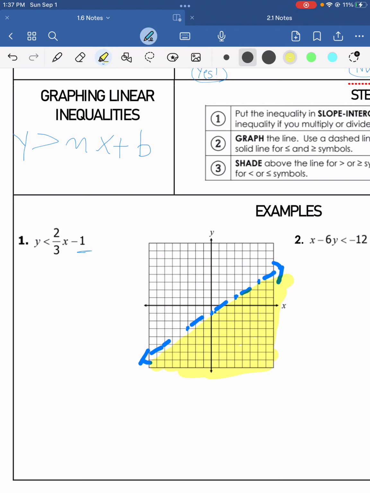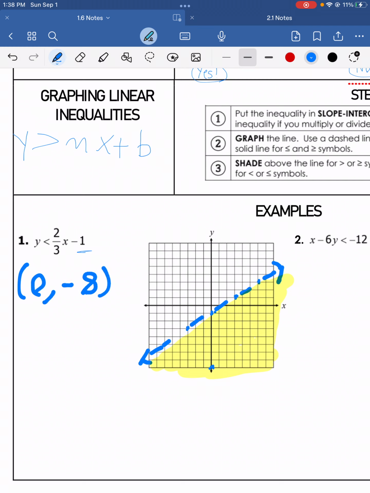Now, we can test if I shaded the correct area, okay? But it's always going to be, if it's less than, you're going to be shading below. But let's double check by picking a point. So I'm going to pick a point, and we're going to make sure that point is a solution, so I know I shaded the right area. So I picked, I think that's 0, -8.